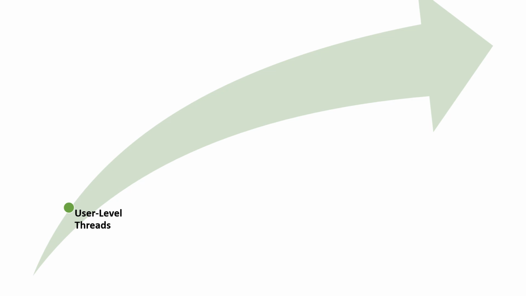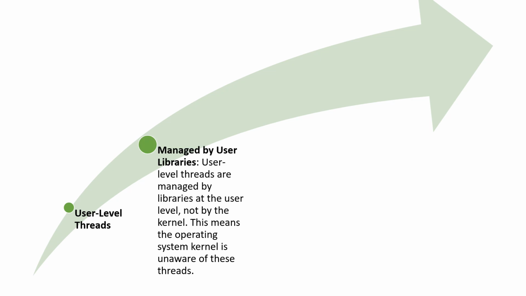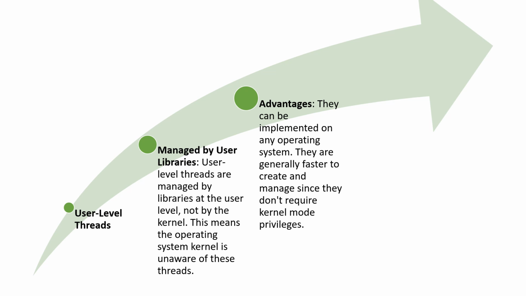And now we can see the types of threads, and first is the user level threads, and these are managed by the user libraries. That is, these are managed by libraries at the user level, not by the kernel. This means the operating system kernel is unaware of these threads. The advantages here are they can be implemented on any operating system. They are generally faster to create and manage since they don't require kernel mode privileges.